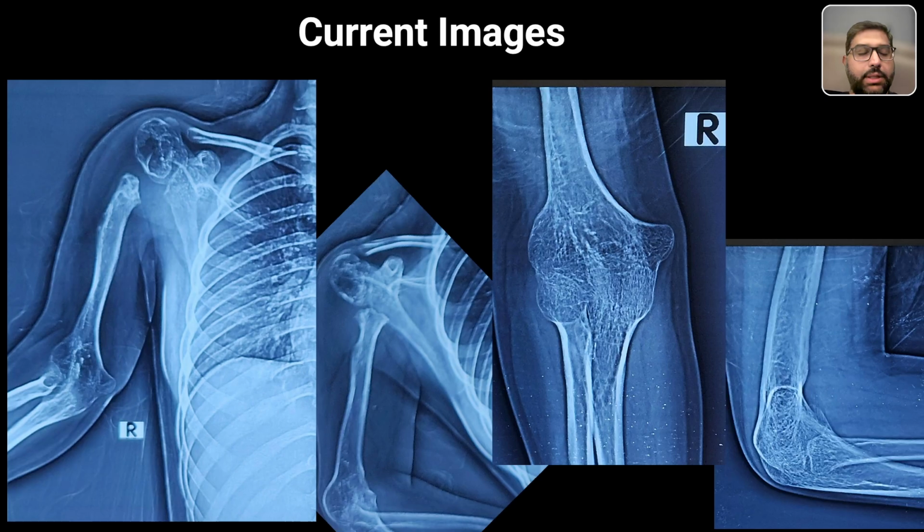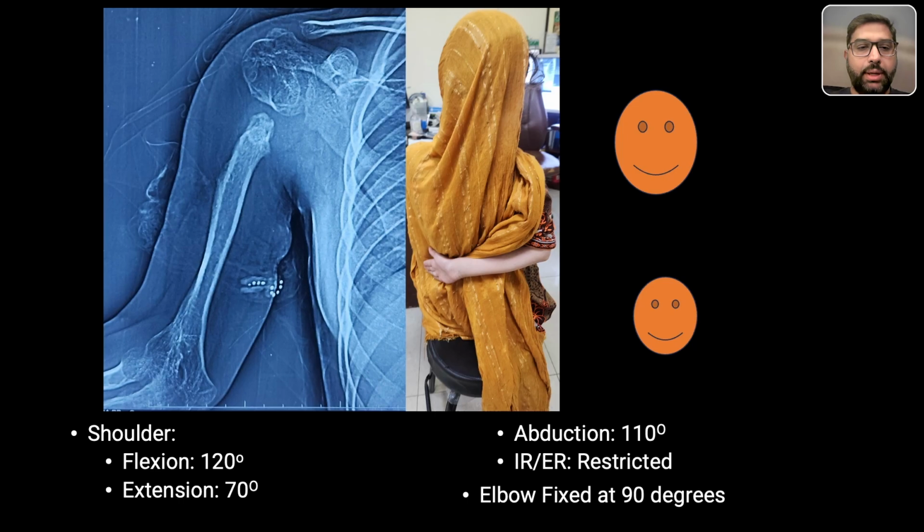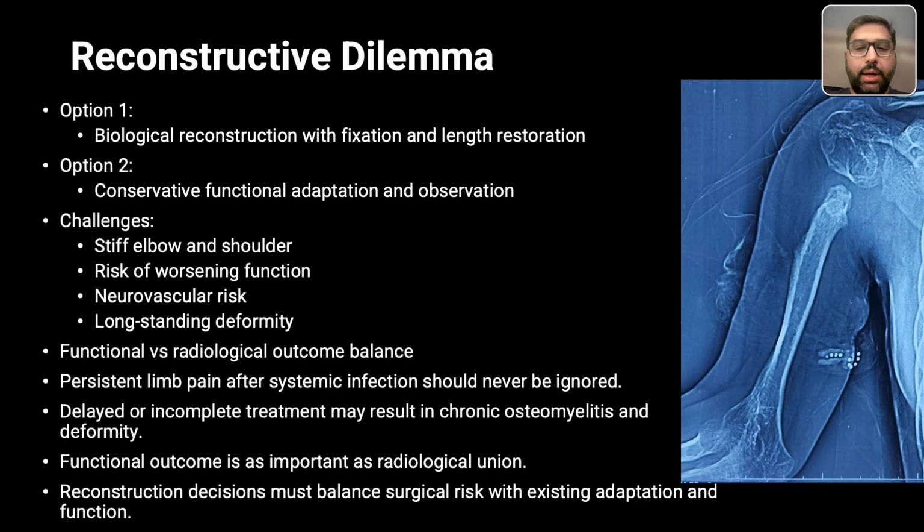Now she presented last month, and this is her current clinical picture. She has a stiff elbow, and she has a gap non-union of the proximal metaphyseal area, the area where bone drilling was done initially. Next slide, please. She has a very good range of motion, but she has a non-union. Her internal and external rotations are restricted. Her elbow range of motion is fixed at 90 degrees, and she has good flexion and extension at the shoulder joint. Next slide, please.